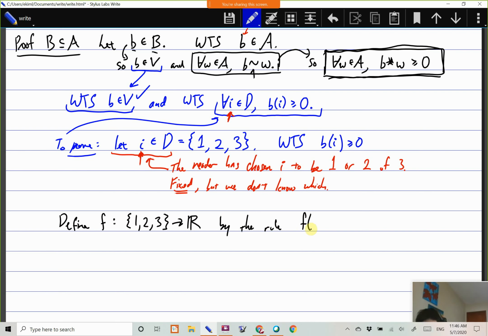And f of, I was going to use an I here, and I noticed in my own notes as I was trying to write this, I put an I, like, that doesn't make sense. I is fixed. So I'm going to use an N here.